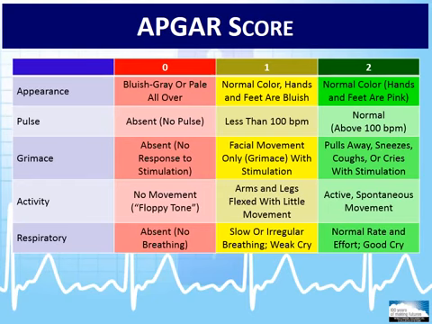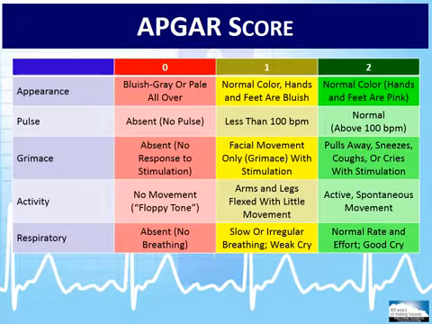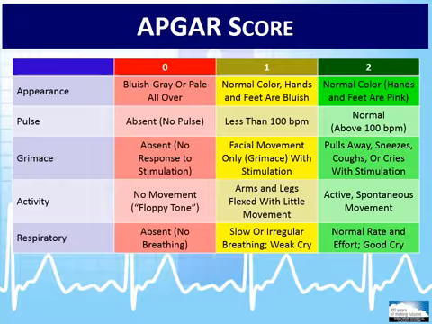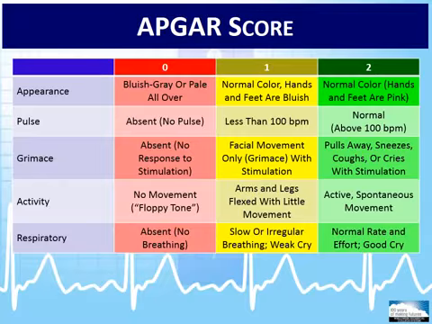If the baby is a normal color, except for the hands and feet, which are bluish in color, a 1 is awarded. If the baby is a normal color, meaning the hands and feet are pink, the baby's appearance score is 2. When assessing the baby, do not be fooled by any vernix caseosa covering his or her body. Vernix caseosa is the white, waxy, or cheese-like coating on a newborn baby's skin. Be sure to evaluate the baby's skin itself.